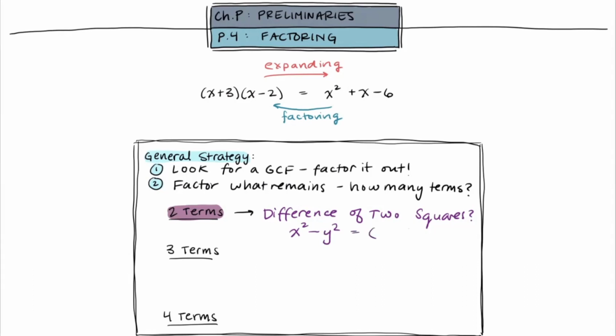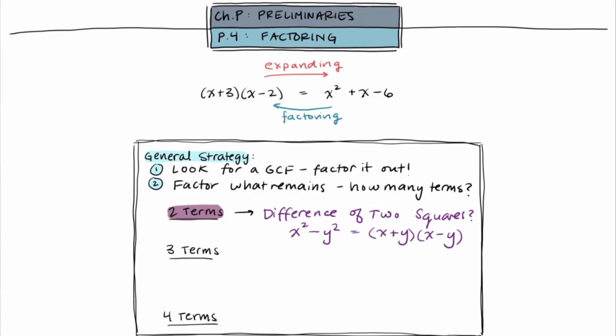This factors really nicely into the first thing that was squared. In the way that I've written it, x was squared in our first part of the difference, then y was squared in the second part, and that goes in the second part of each parentheses. And then one of them gets a plus and one of them gets a minus.